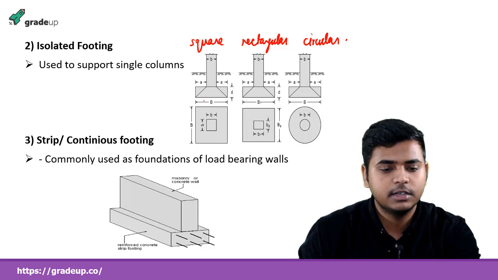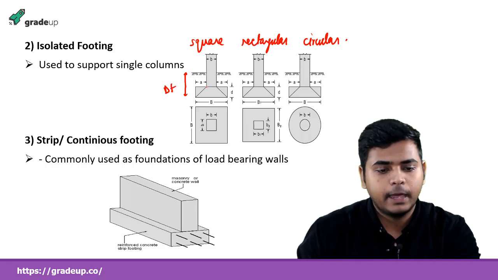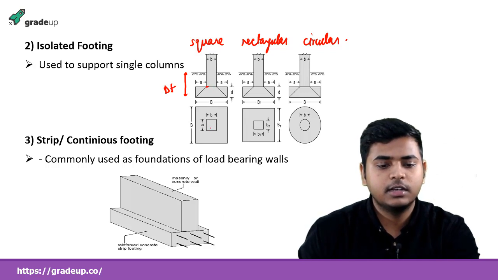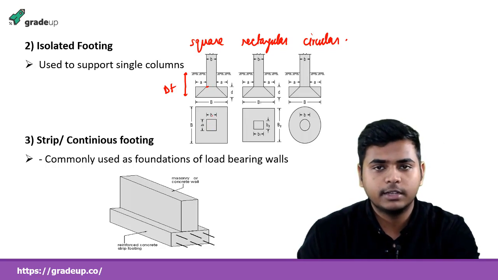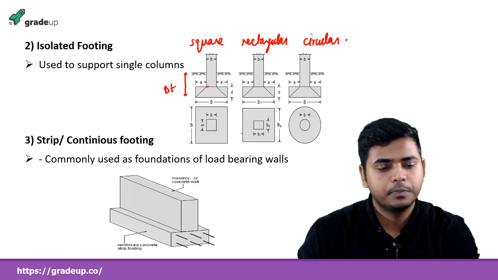Okay, you can see B is the width, this is the depth of foundation, Df, and actually this is the cross section. You can see the top view, B and B both are the same, so it is a square actually. And here B1 and B2 are different, so length and width are different, so it is rectangular. And in circular, generally you have the diameter as B. Okay, so this is the isolated footing.